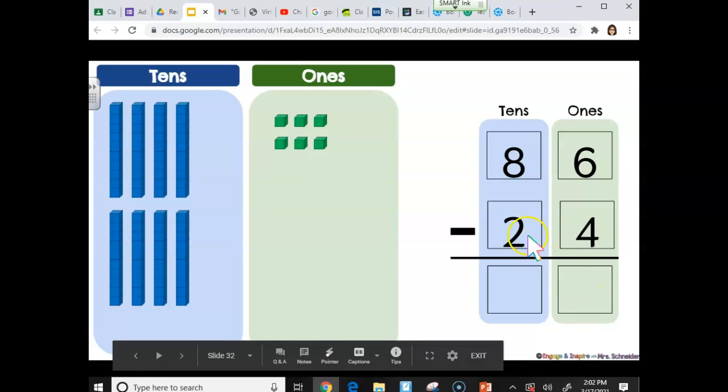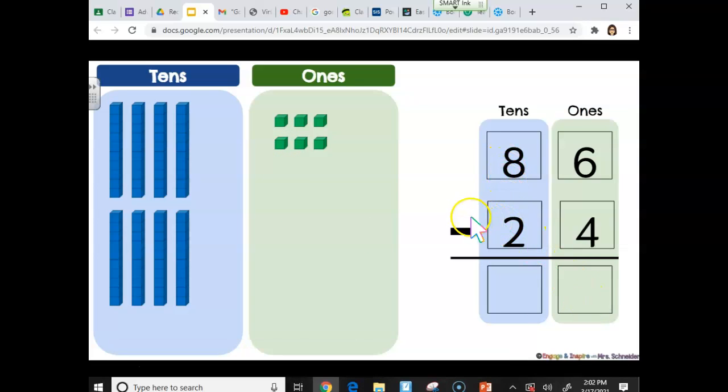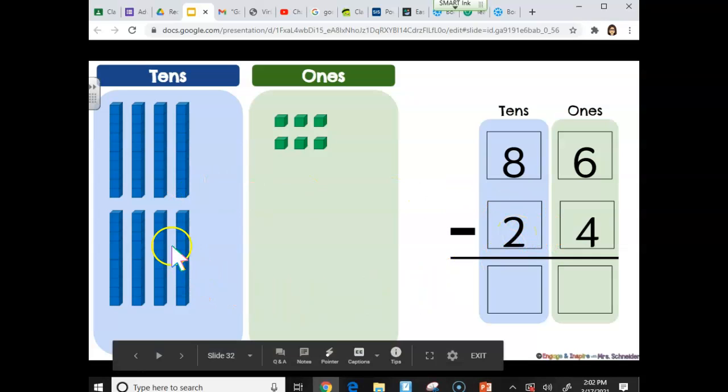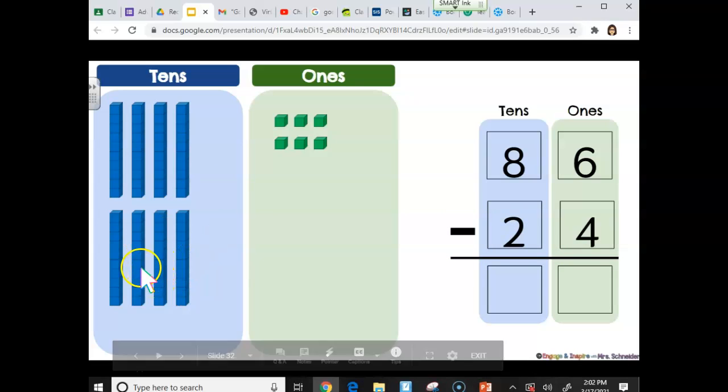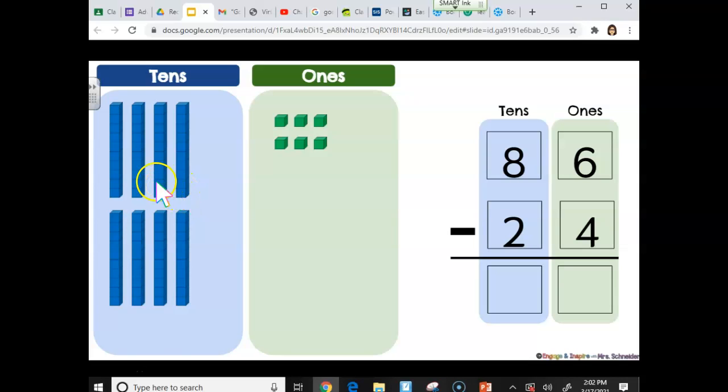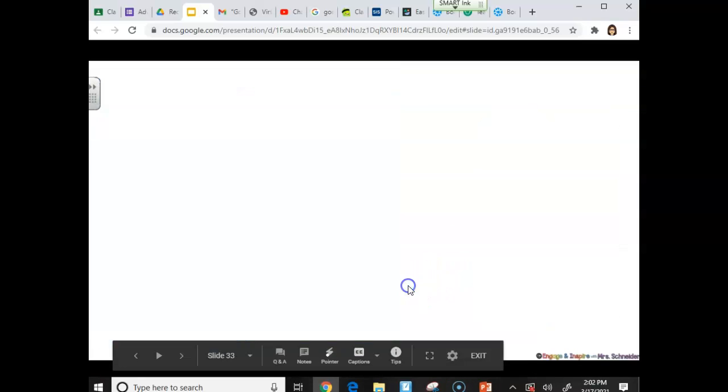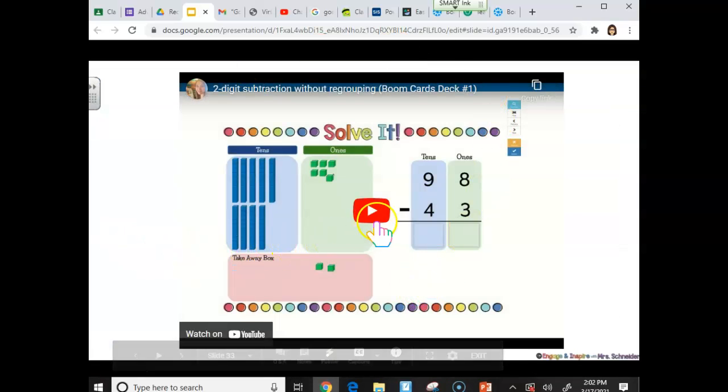2. And then 8 minus 2. How many are we going to cross out? 2. 1, 2. How many do we have left? 1, 2, 3, 4, 5, 6. So 62. All right.